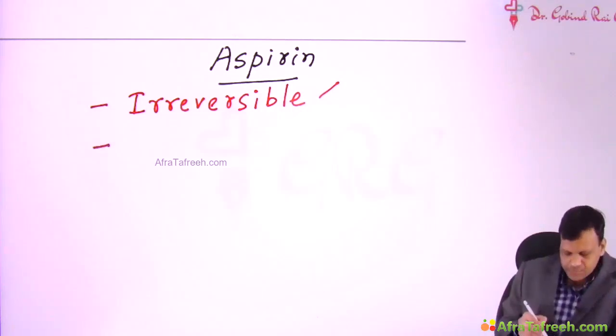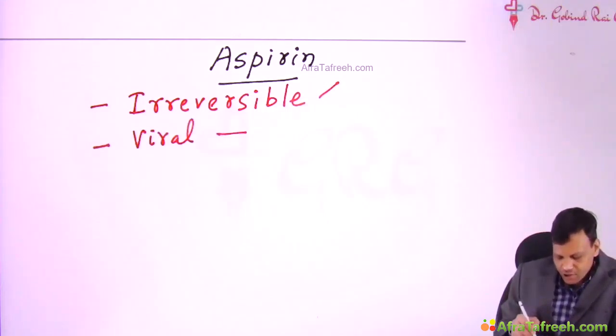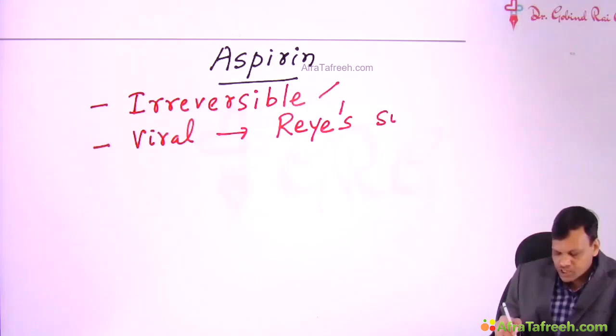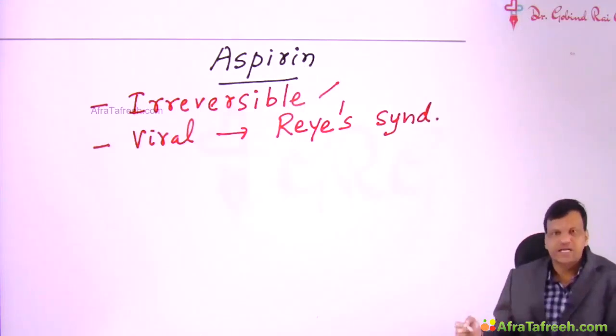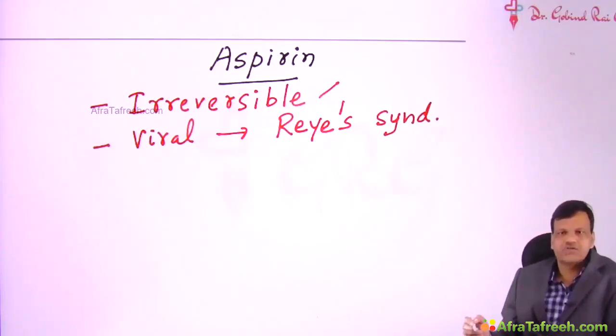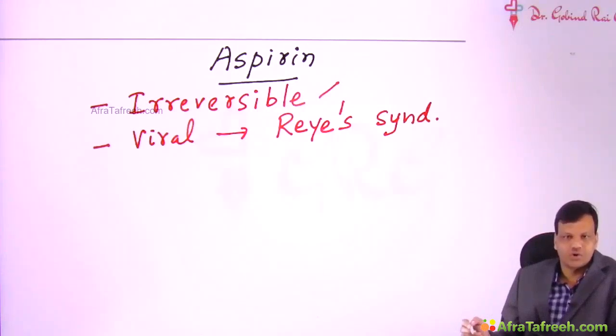Now second, aspirin is contraindicated in children with viral illness because of development of a syndrome called Reye syndrome. Aspirin should not be given to a child with viral illness because of the risk of development of Reye syndrome.